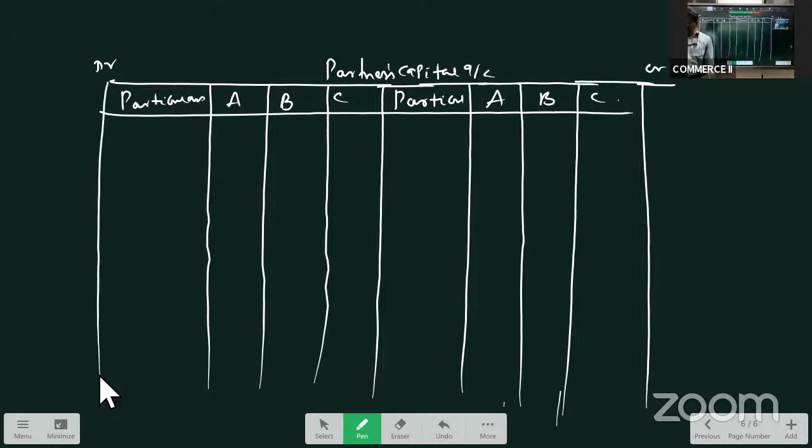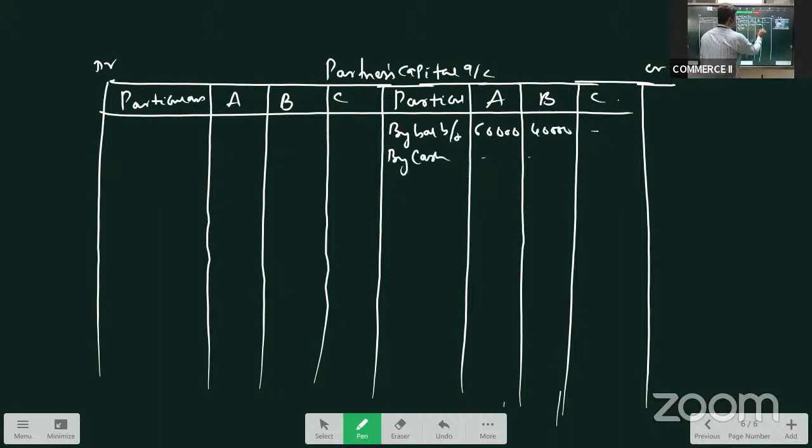So what are the items we get on the credit side? Usually we get 4 items. What are those? First one is by balance brought down. A's capital is 60, B's capital is 40, and C has introduced 60,000. Okay.